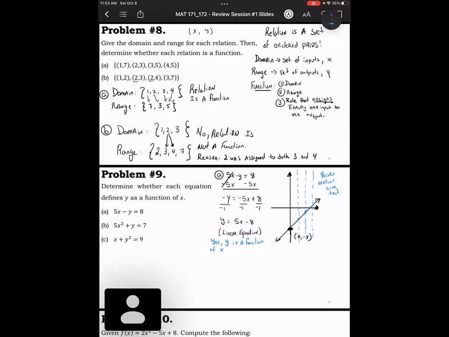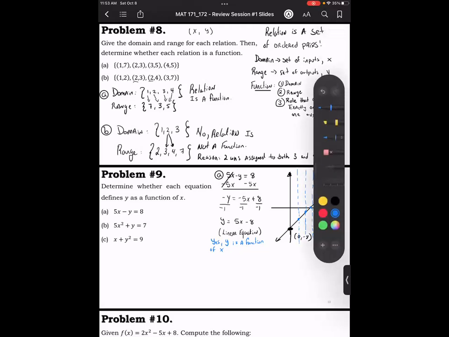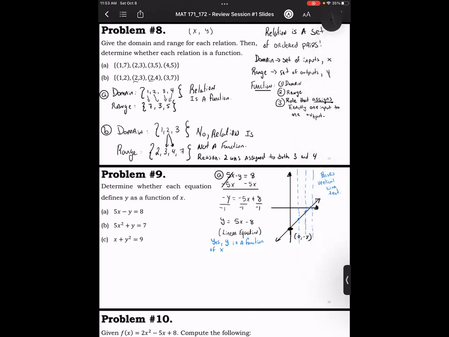Let me show you the counter example first. So I'm going to give you the answer. In part C, the answer is going to be no. Y is not a function of x. It's a counter argument for that one. And I'm not going to show it visually. Instead, I'll show it algebraically. So let's look at part C.